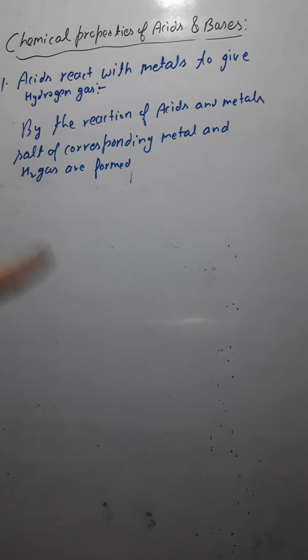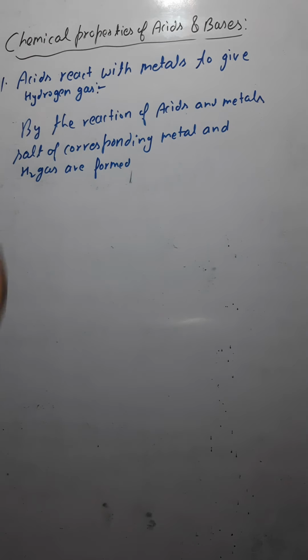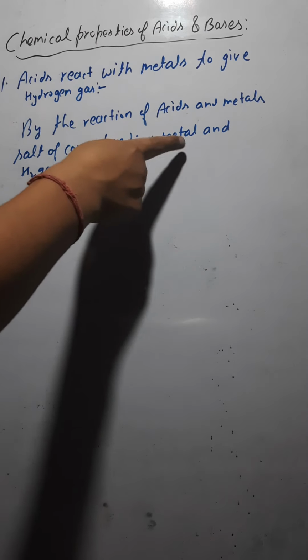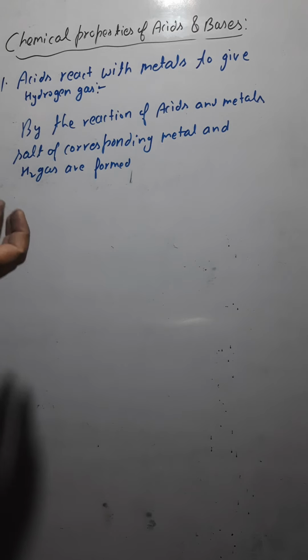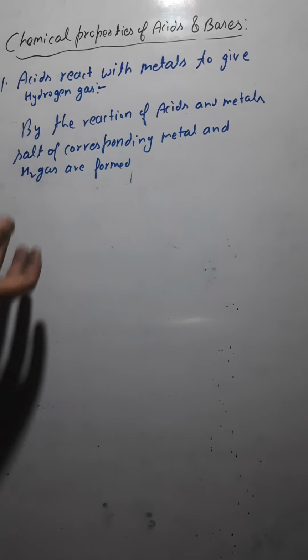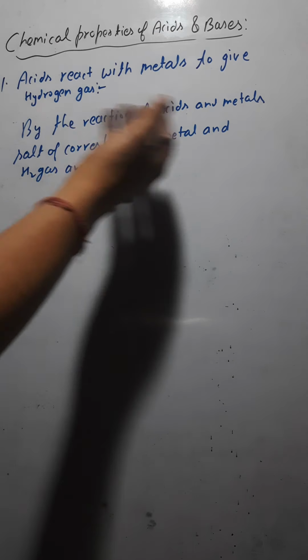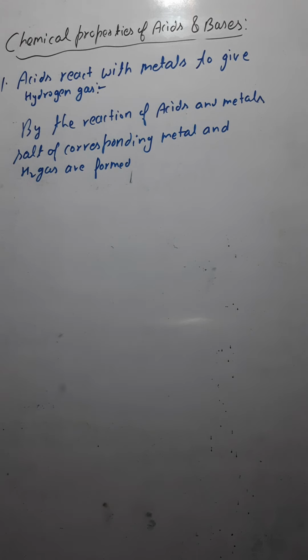So the answer would be: when acid reacts with metal, it gives hydrogen gas. And one more thing, it would give the metal salt also. Salt of the corresponding metal, meaning the metal with which the acid is reacting. So it would always give these two things: the salt of the corresponding metal and hydrogen gas.